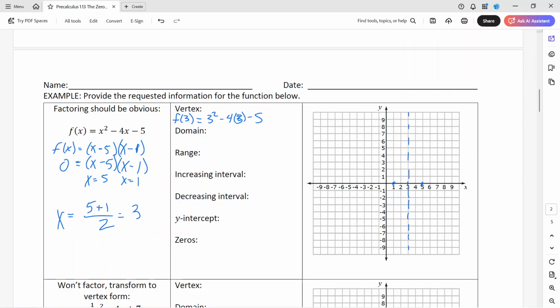So I know that my graph is, that doesn't seem right. 9 minus 12 minus 5. 9 minus 17, negative 8. That seems right. Except it doesn't seem right for, oh dear, what have I done?